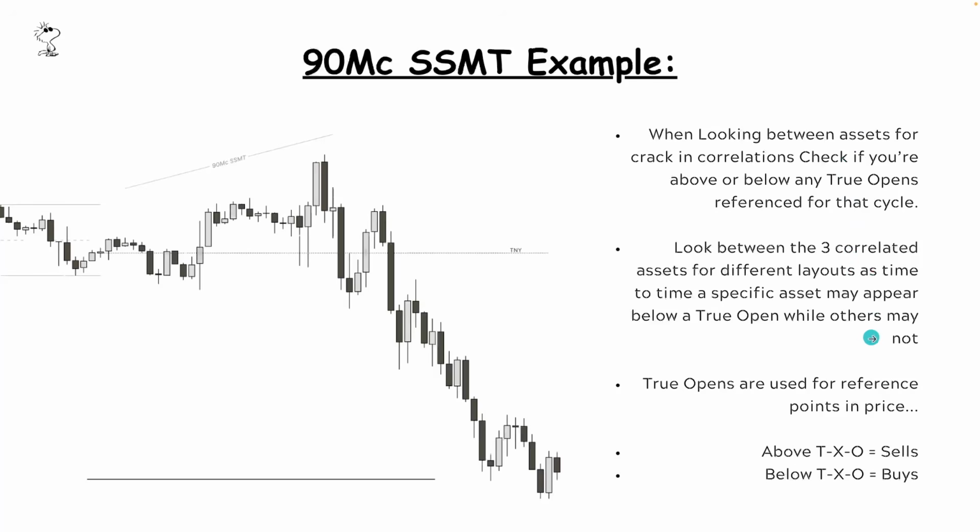True opens are used as reference points in price. If we're above a true opening, 9 times out of 10, you're selling towards it. If you're below, you're buying towards it. So looking at this 90-minute cycle example, this is obviously a 5-minute chart. If you're unfamiliar with SSMTs, I definitely suggest going to that lecture on my YouTube channel before coming to this. It would make 10x more sense. We are utilizing our 5-minute chart.